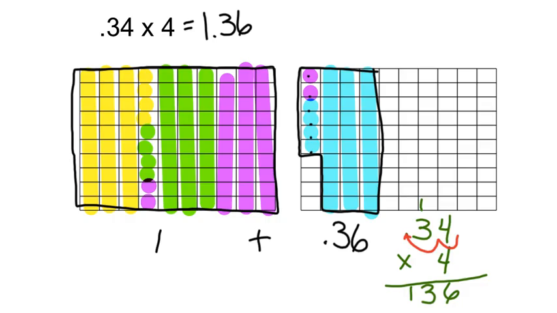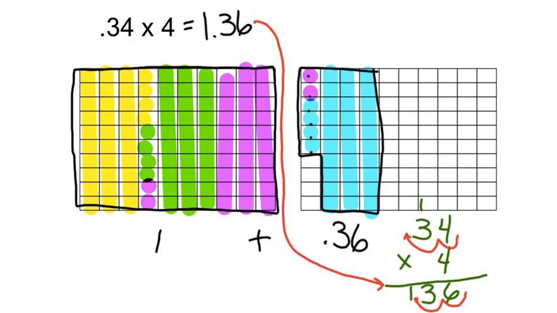There is no decimal in the 4, so that is the only decimal present. So in my answer, I also need to count or jump 2 spots to the left, and I know that my answer is 1 and 36 hundredths, which matches my answer from the grid, so I know it is correct.